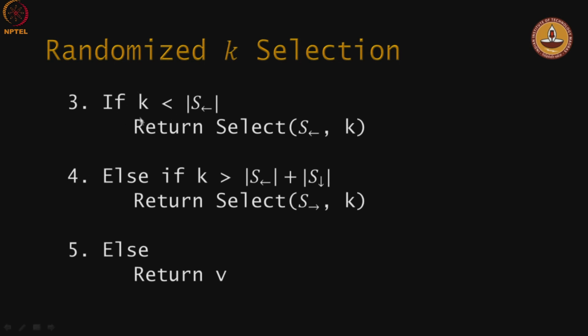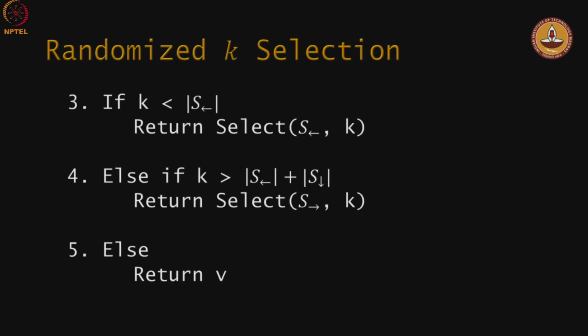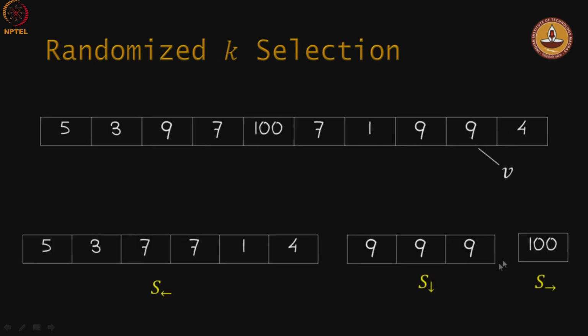If the input parameter k is less than the cardinality of the left subarray, then we know that it is going to be somewhere in this subarray. So we basically just invoke select on S left with the parameter k. Otherwise, we check if the k that we are looking for is greater than the cardinality of this array plus the cardinality of this array.